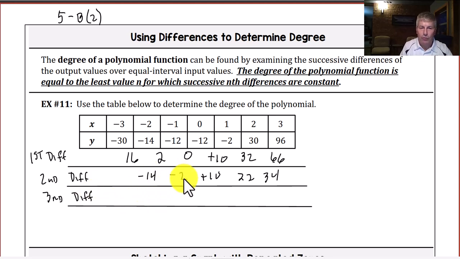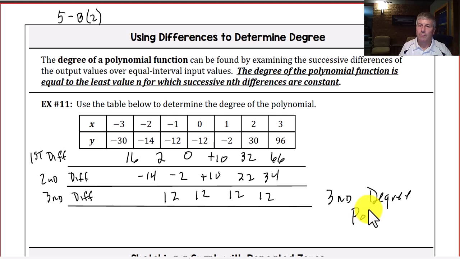So let's try the third differences. How far is it from negative 14 to negative 2? Well, that's a positive 12. From negative 2 to 10, another positive 12. 10 to 22 is 12. 22 to 34 is 12. Our third differences are all the same. This is a third degree polynomial.